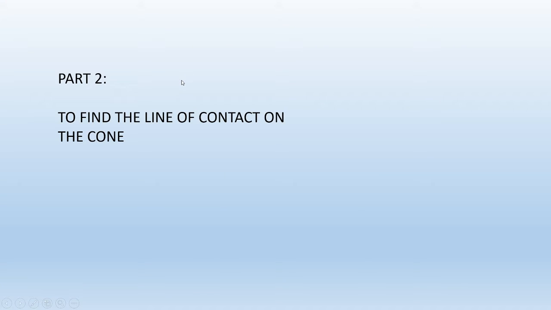So that wraps up the first part of our question and brings us on to part 2, to find the line of contact on the cone. You may be wondering why line of contact and not point of contact. This is going back to the start of the tutorial when I explained that the plane is lying flush against the cone. Hence, it is not only touching it in one spot.